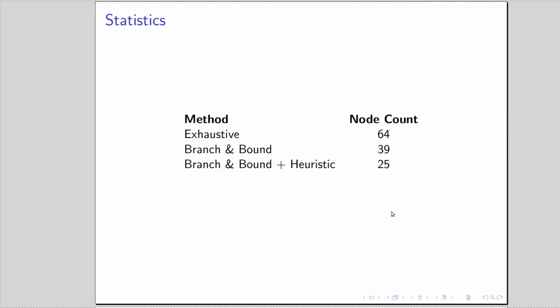So let's look at the stats. The exhaustive tree should be 64 vertices, interior and terminal nodes as well. The first branch and bound, which I walked through, is 39 that we considered, assuming I counted correctly. And branch and bound plus a heuristic, we only considered 25. So you can see this makes a big difference.